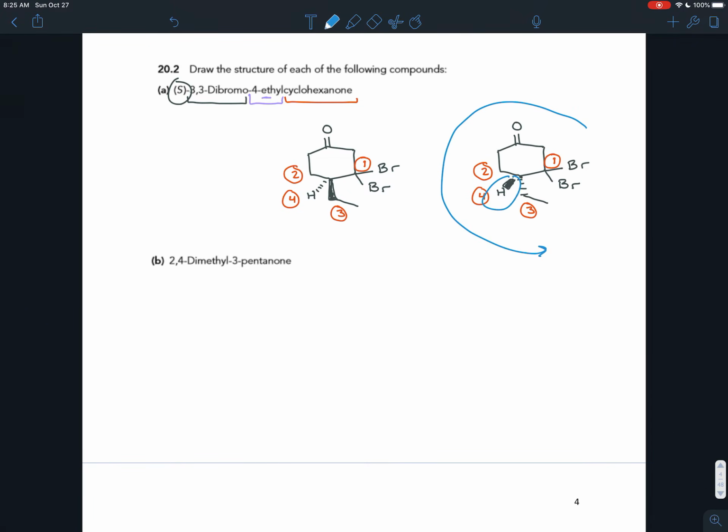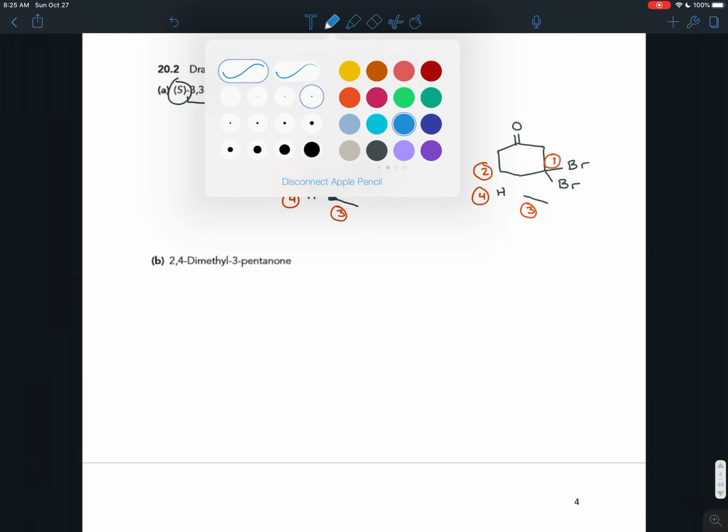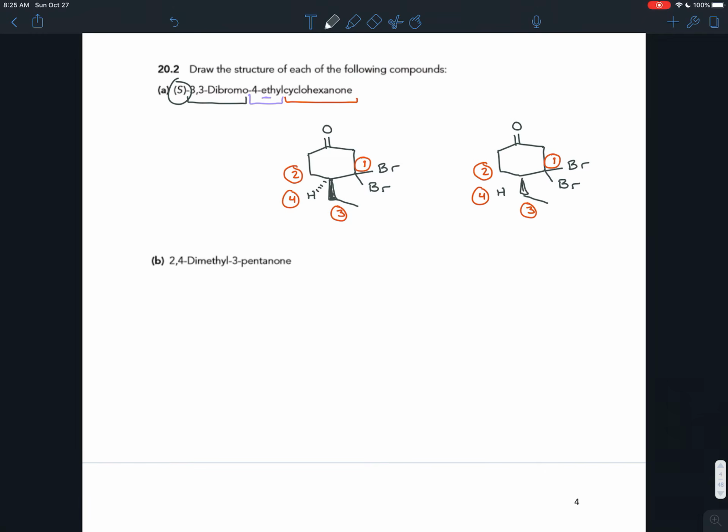And we go from 1 to 2 to 3, it's counterclockwise, so you'd think it would be S, but the 4th group is coming towards us, so we switch it, and it would actually be R. And that would give us the wrong chiral center. And so once we see that, we're saying, we don't want R. So you'd switch these arrangements. And that gives us the correct answer.